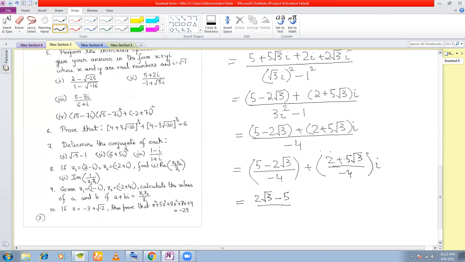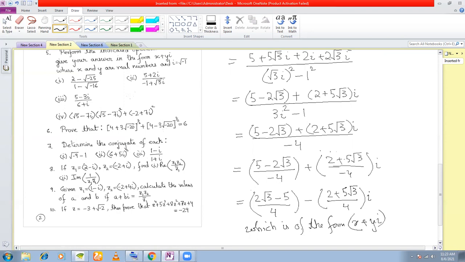If you multiply the numerator and denominator by minus 1 to make the denominator positive, minus 2 plus 5 root 3 by 4 i, which is of the form x plus yi. Okay.